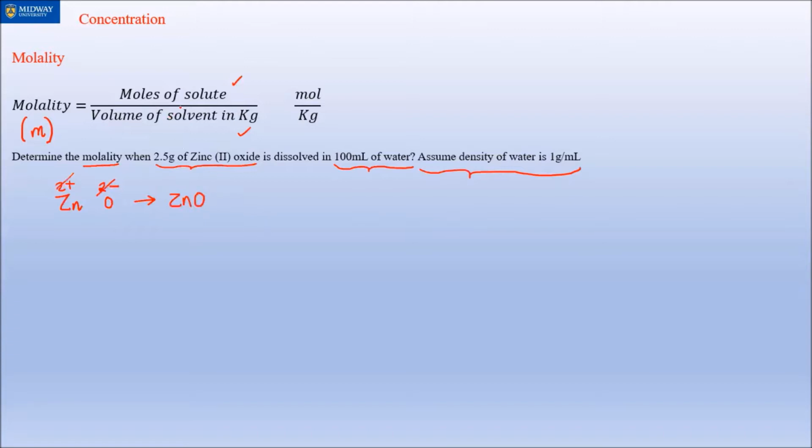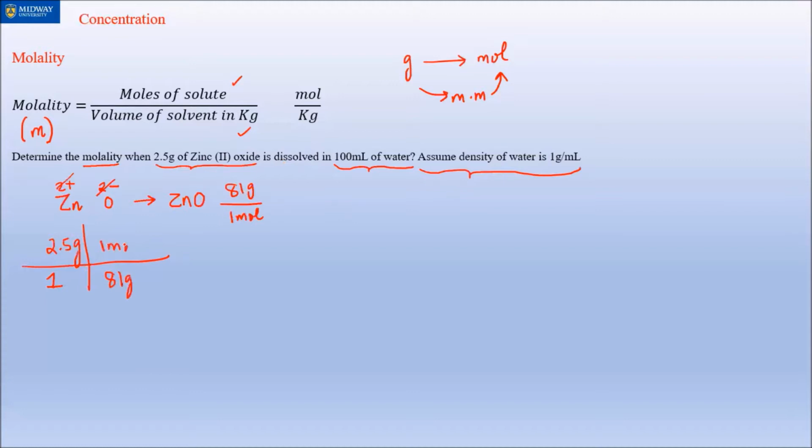And we have to find moles of the solute. This is our solute, right? How do we find moles? When you have grams and you go to moles, you have to go through molar mass, which is your liaison. So you're going to start with 2.5 grams, put a 1 here, and then put the molar mass of zinc oxide. Zinc is around about 65. So 65 plus 16 is 81. This is 81 grams over 1 mole. The 81 grams goes on the bottom, 1 mole goes on the top, and if we solve for it, we get moles of solute to be 0.0308 moles. We've just calculated moles of solute.